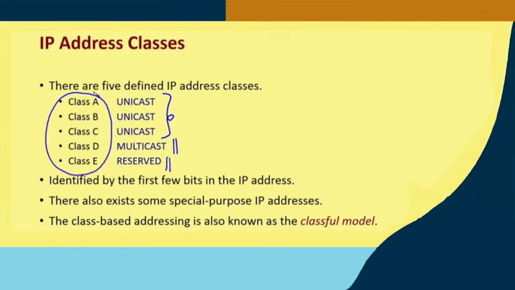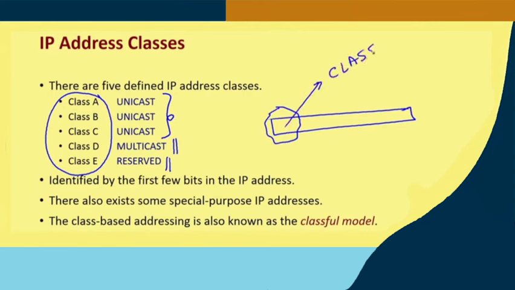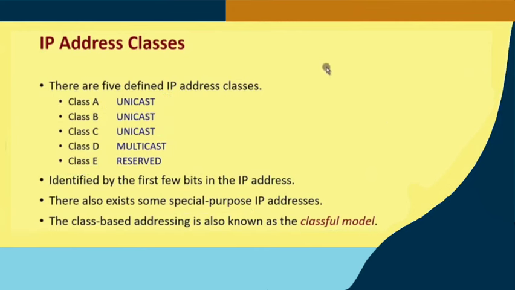Now, which class does a particular IP address belong to? Suppose I give you a 32-bit IP address like this. Just by looking at the first few bits, you will be able to identify which class the address belongs to. Okay, we will see how. And we shall also see later, there are some special purpose IP addresses which have some special meaning. And this kind of IP addressing, where we define the classes, is sometimes also referred to as the classful model of addressing.